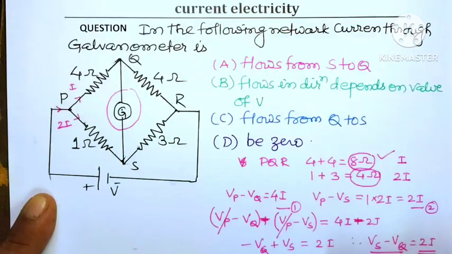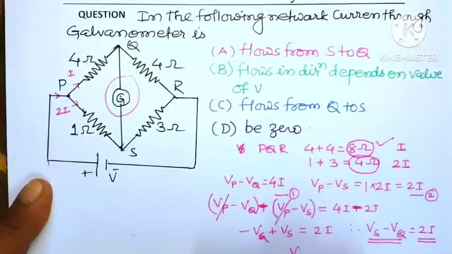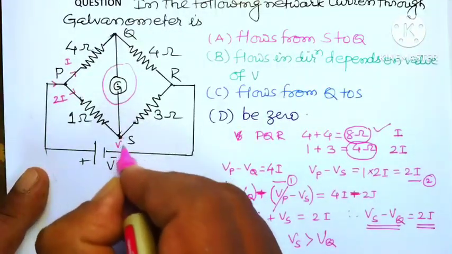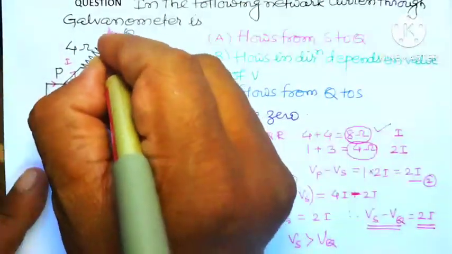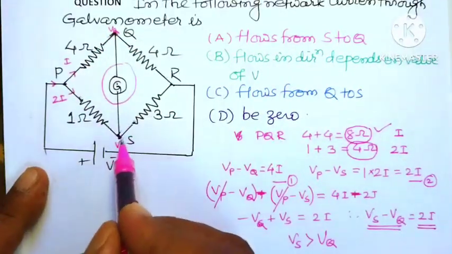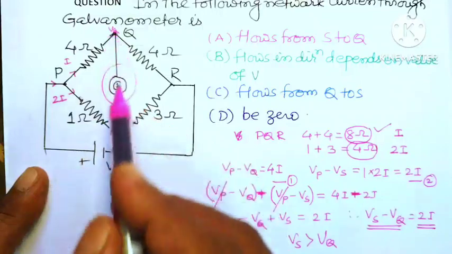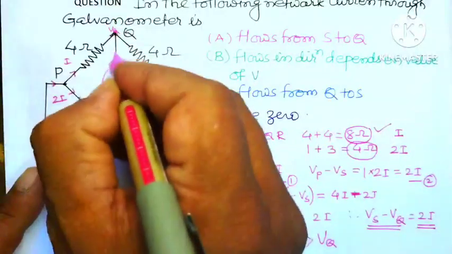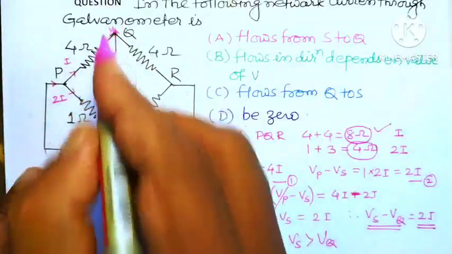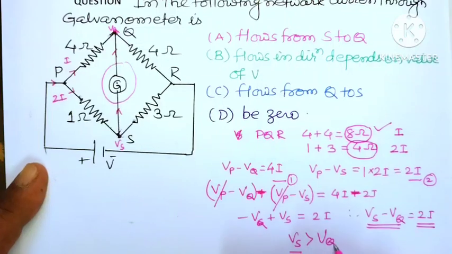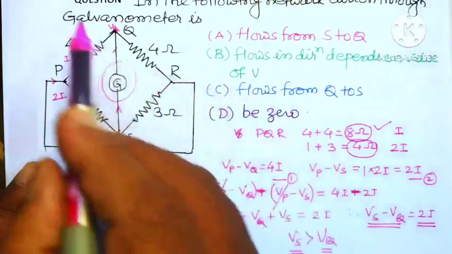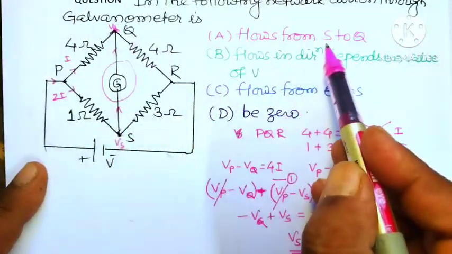Vs minus Vq is positive. It means Vs is greater than Vq, which means the potential at point S is greater than the potential at point Q. So S is at higher potential compared to Q, and if we connect a galvanometer between points Q and S, there must be a flow of current from point S towards point Q, because the potential at point S is higher than the potential at point Q. So out of the 4 options, we can say that current flows through the galvanometer from point S to point Q. So option A is the correct option.